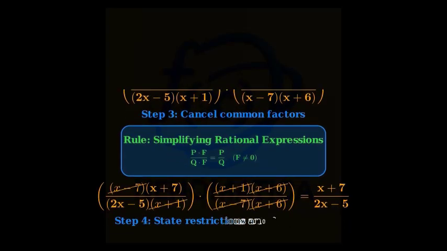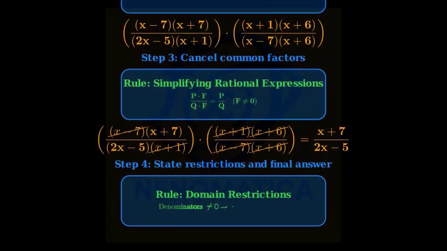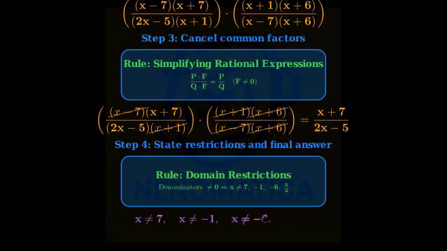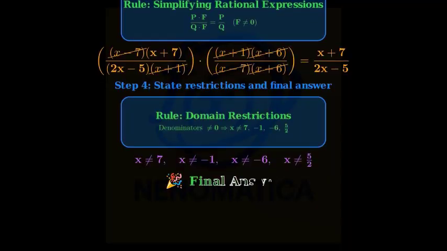Step 4. State the domain restrictions. Any factor that appeared in a denominator before cancellation cannot be 0. That means x cannot equal 7, -1, -6, or 5 halves. Our simplified result is (x plus 7 over 2x minus 5).